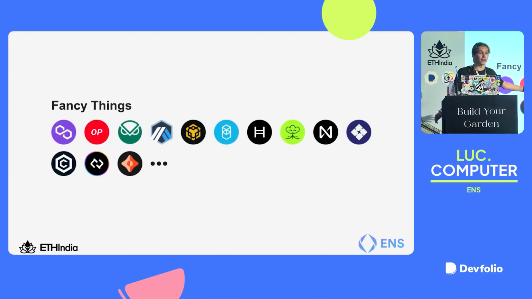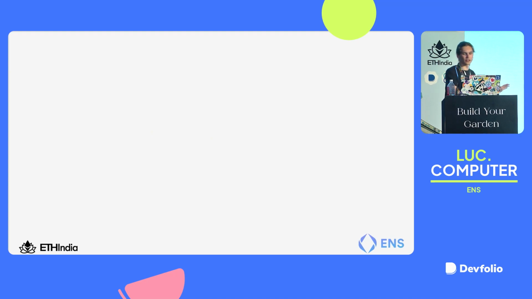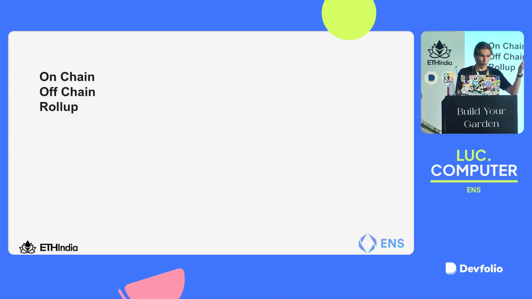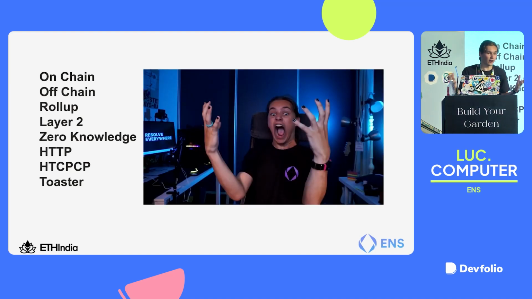And you can. There's a little thing that we released about halfway throughout last year, and it's the Cross-Chain Interoperability Protocol. CCIP for short, because nobody is going to say Cross-Chain Interoperability Protocol every single time they want to talk about it. So CCIP works very simple. It allows you to store your data on-chain, off-chain, on a rollup, on a layer 2, which, I mean, these are all kind of overlapping terms, using zero knowledge, using HTTP, if you'd like HTTP/CP to control your coffee pot, using your toaster, or anywhere else you would like.